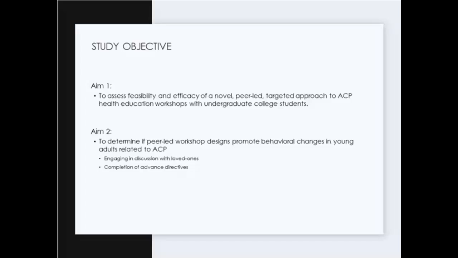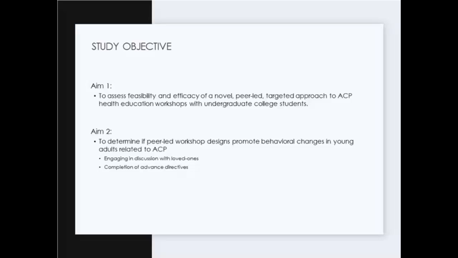And the second was, with developing a peer-led workshop design based on social identity theory, we were curious how effective in the short term these workshops would actually be in both changing behavior in young adults, such as engaging with loved ones in discussion about end-of-life care, as well as completing their own advanced directives or engaging with the conversation starter kits or other resources, and how did this long-term affect their knowledge and confidence related to advanced care planning.